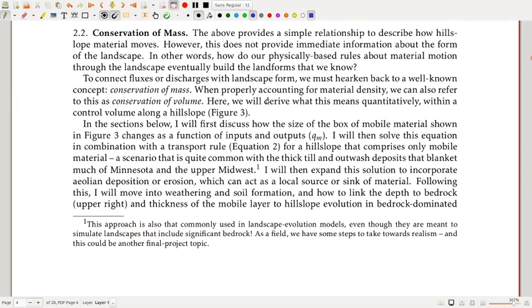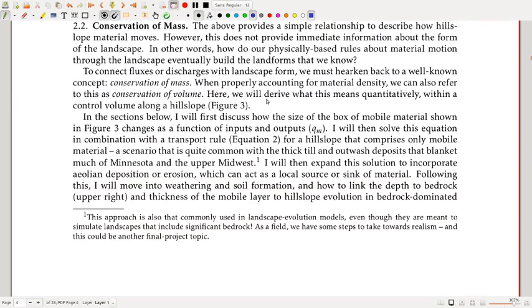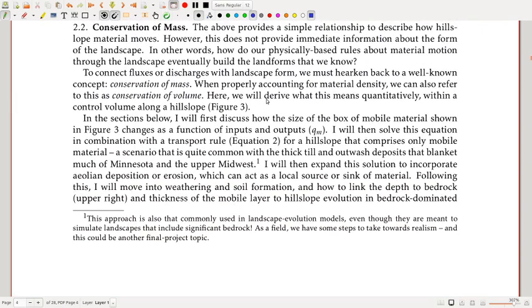So, if we want to take that expression providing the simple relationship for the motion of hillslope material and convert it into something related to the form of a landscape, which is what as geomorphologists we care about, we need to use a good old tool that we know and love called conservation of mass. So I'm just going to underline this right here because it's important, so underlined and italicized.